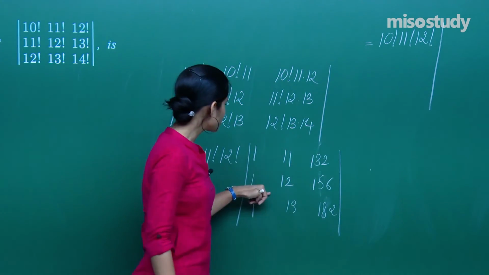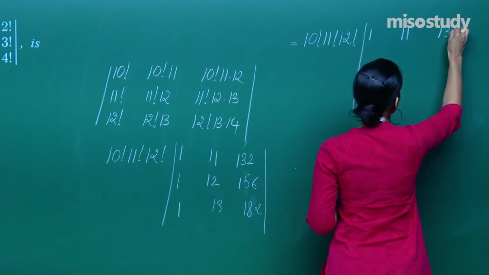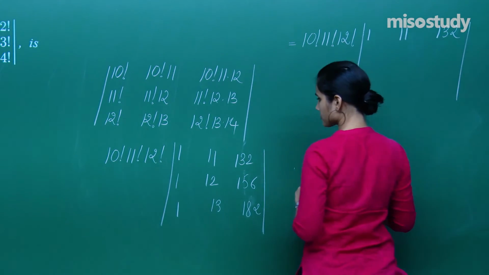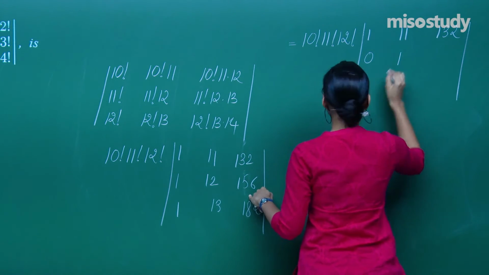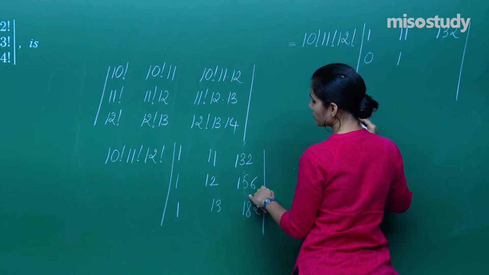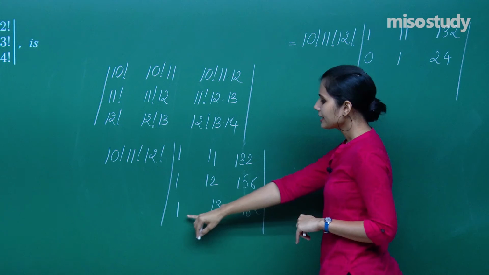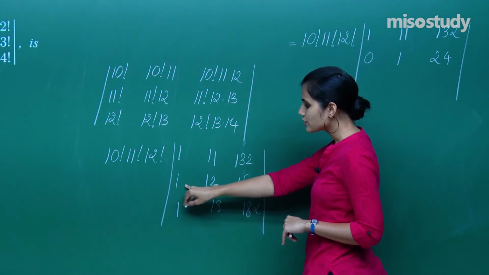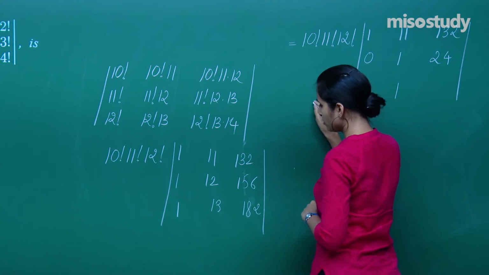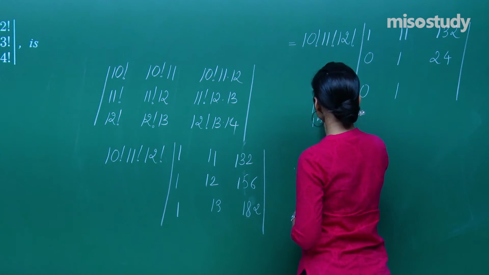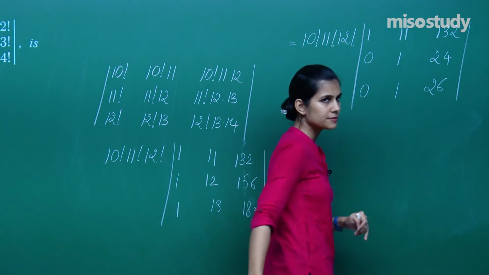I am saying row 2 goes to row 2 minus row 1. Row 1 is 1, 1, 1, 132. So from here you are going to have 1 minus 1 is 0, 12 minus 11 is 1, 156 minus 132 is 24. And then again I am saying that row 3 goes to row 3 minus row 2. This gives you 0, 13 minus 12 is 1, and 182 minus 156 actually gives you 26.